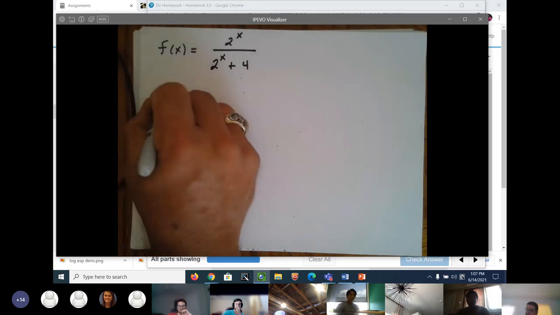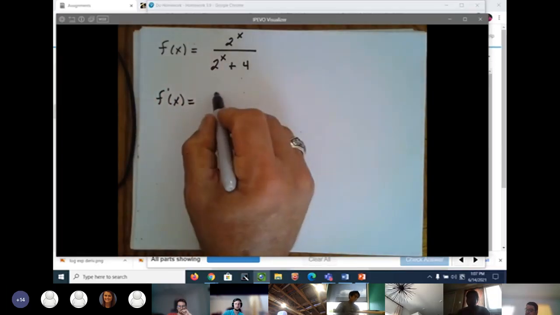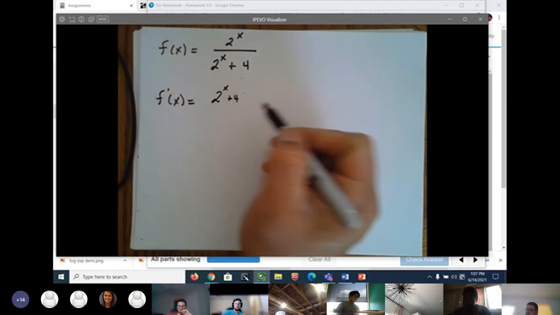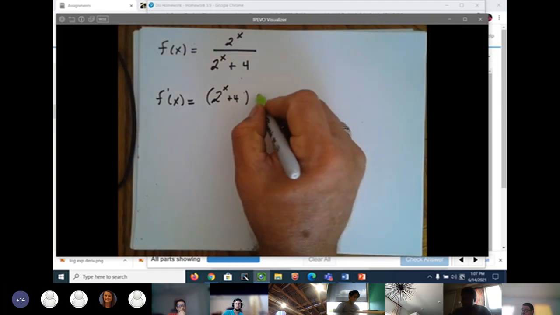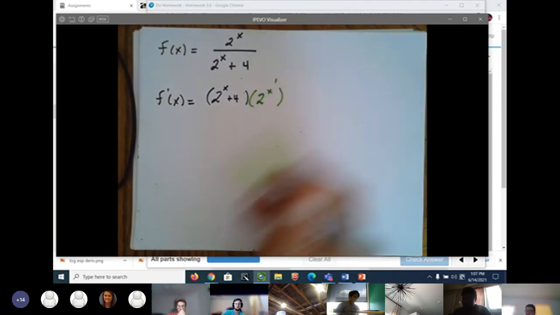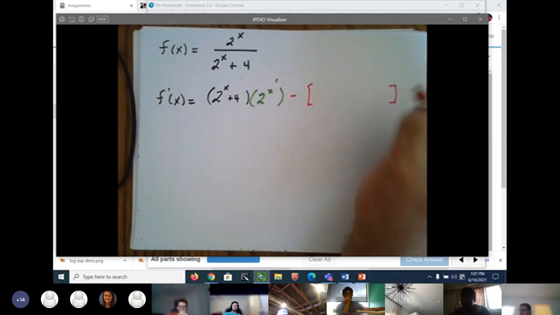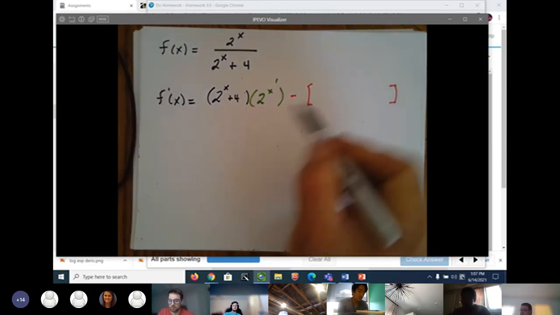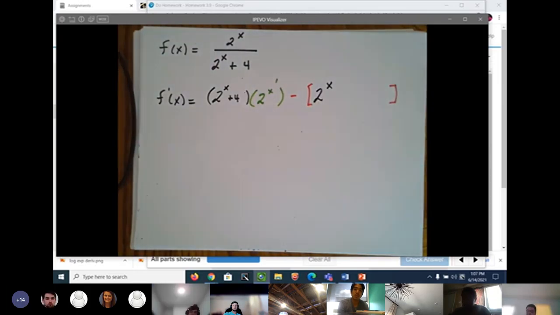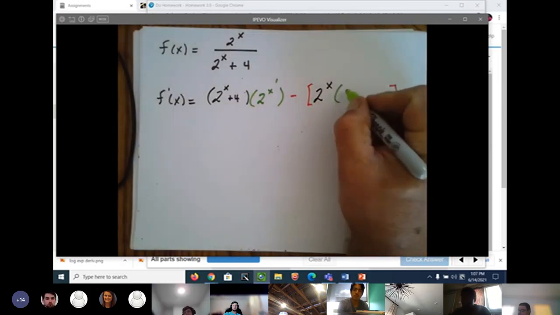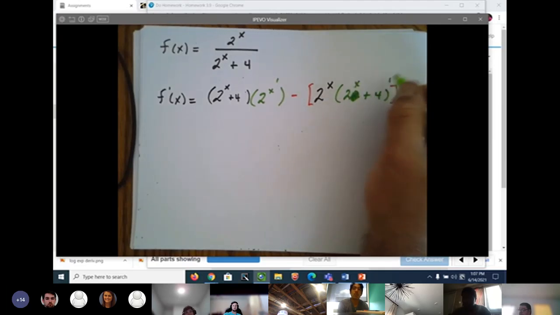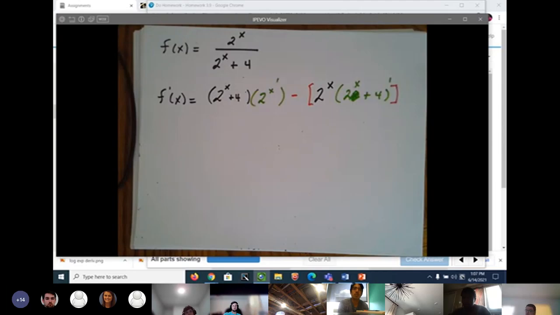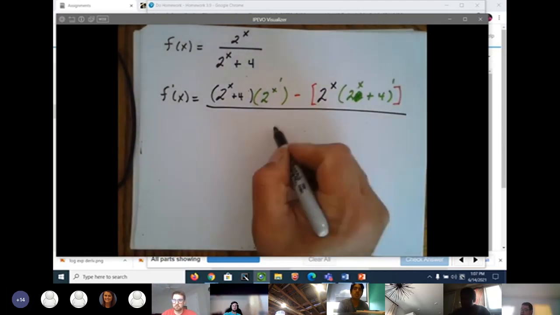F prime of x is equal to the denominator times the numerator prime, minus the numerator times the denominator prime, all over the denominator squared.